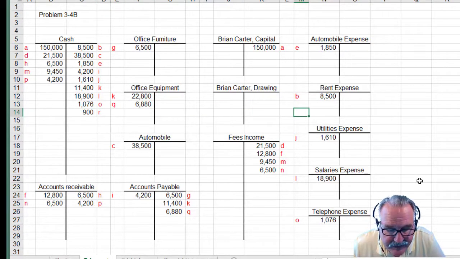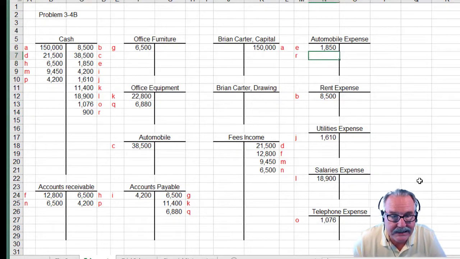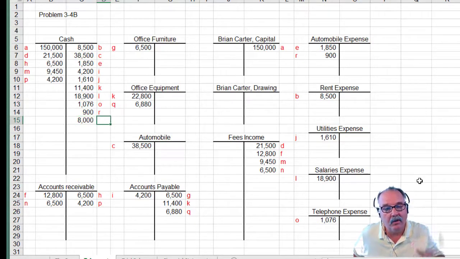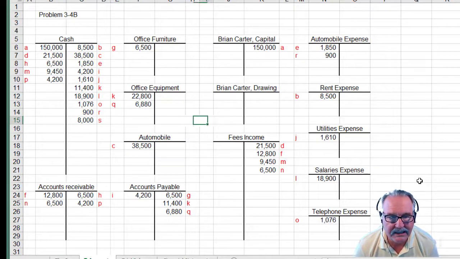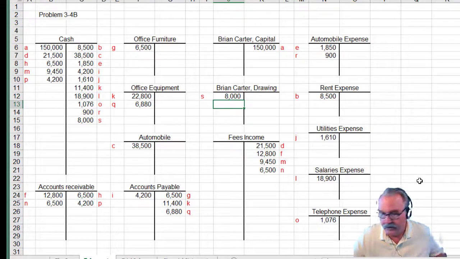And then the last transaction, S, the owner, Brian Carter, withdrew $8,000 in cash for personal use. Cash is going down. We wrote a check to the owner for a drawing. So we're going to debit the drawing, $8,000. The drawing makes equity go down. Therefore, it's always going to be a debit. Drawing acts like an expense, although it's not an expense, it really relates just to the owner.